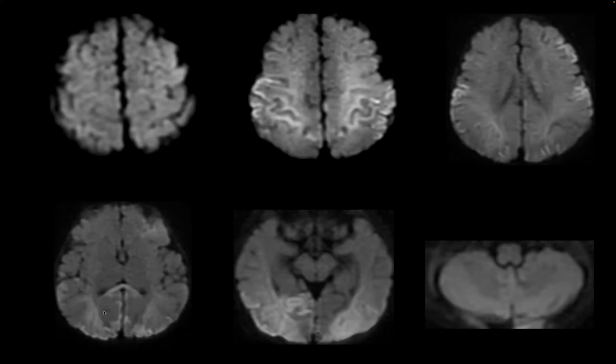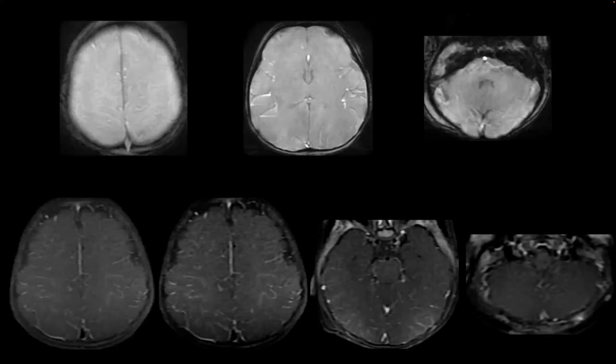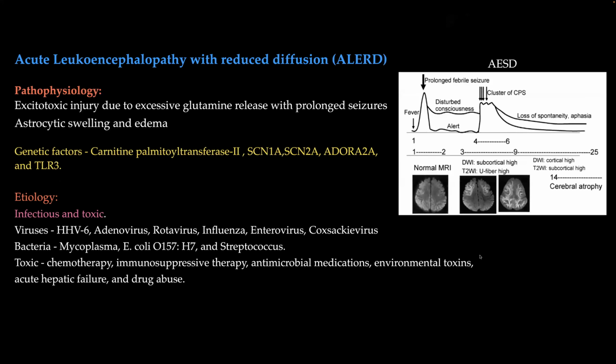Because the first scan was done well into the illness, meaning somewhere around 24 hours, at least some diffusion changes would have been expected, is what I thought at that time. Or some edema, at least. Typically at 1 to 2 days, it can be normal. The diffusion changes usually come at around 3 to 9 days, that period.